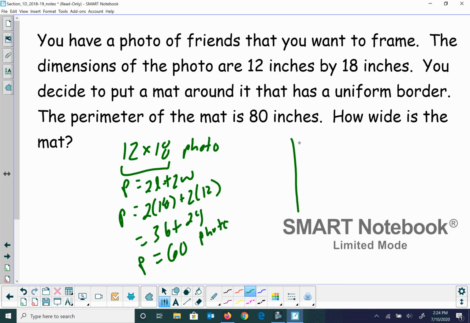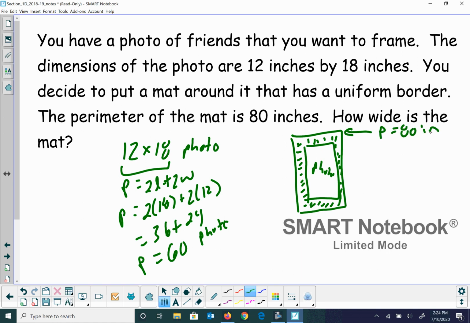So now let's think about what is really taking place here. You have, let's pretend I can draw really well, you have like this frame all around, or like this matted part, makes your picture look all nice. Okay, so we want to figure out how wide that is. So we know that this outside perimeter is 80 inches. Okay, so we can do this a couple of ways. Think about this.